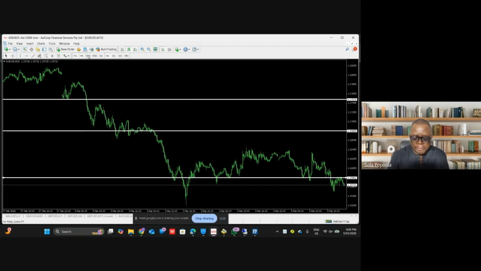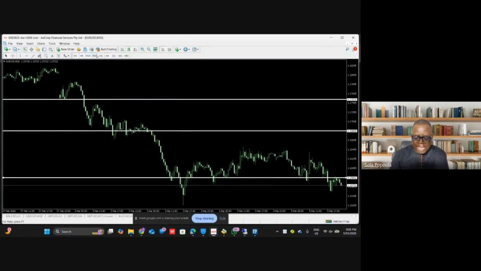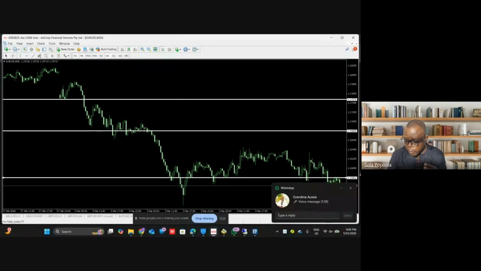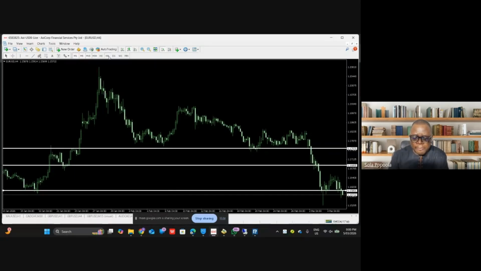Now when you come to the 15 minutes, it means about 15 one-minute candles made up this particular one, or three 5 minute candles made up this one. Then we have the 30 minute candle. It takes 30 minutes for each of these candles to form, and that means two 15 minute candles would have formed for this to form. Now let's go to the 4 hours. For each of these candles, it took 4 hours to form.